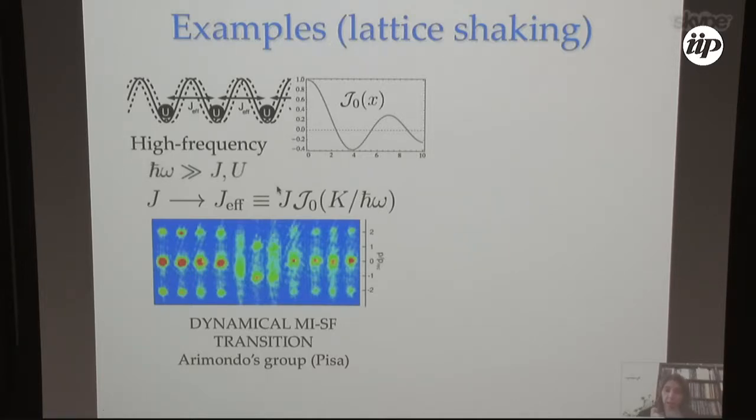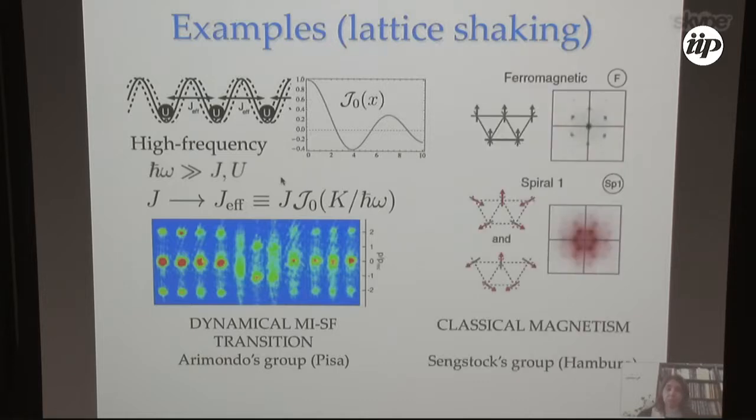Okay, I explained this in detail. It is already a while that this is known because I'm going to use it later. But then people have been shaking not only in one-dimensional lattices, but also in, for instance, two-dimensional triangular lattices. This was done in the group of Klaus Sengstock in Hamburg, and this was very interesting because with these setups, you can simulate magnetism for your bosons and get spirals or frustration and so on. So it was a very interesting setup to play with.